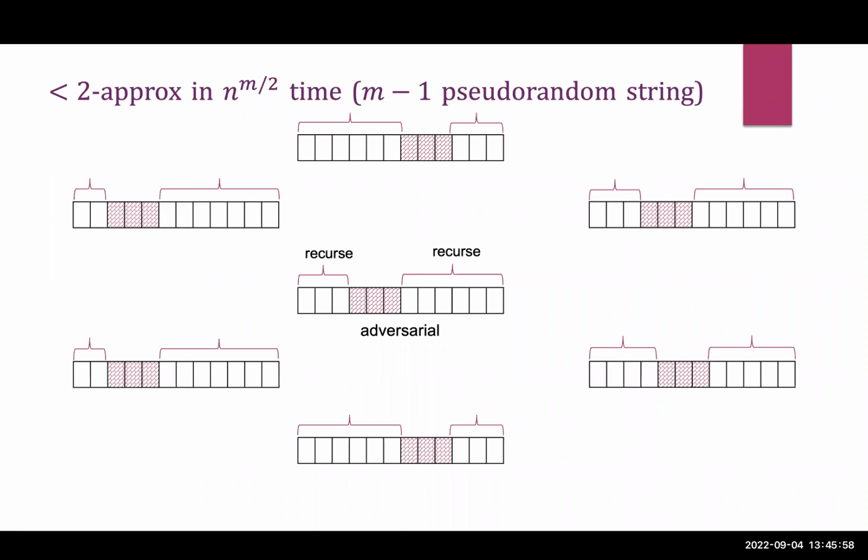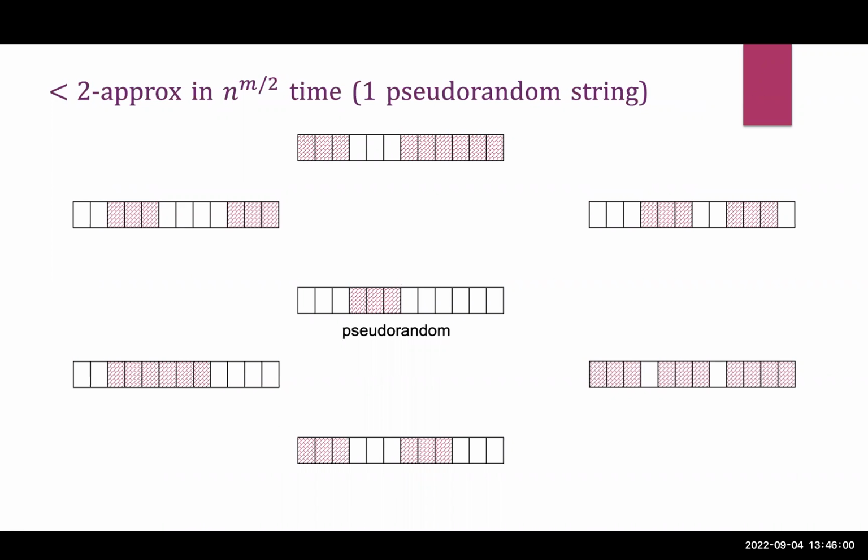But this observation completely breaks down once we have just a single pseudorandom string. Because if we take a substring from the pseudorandom string, then in the adversarial string there can be many substrings with which it has small distance. So here you can see from the pseudorandom string to this adversarial string at the top, it has 3 different matches. So we cannot use the previous idea.